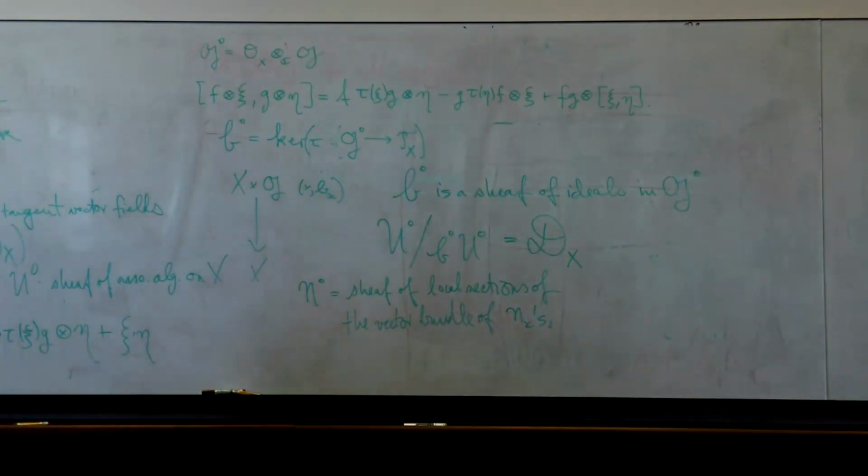So, Dragan, I'm a little bit confused about why B naught is a sheaf of... Well, I'm a little bit confused about just G naught. How should I think about that? Like, why is B naught an ideal in it?